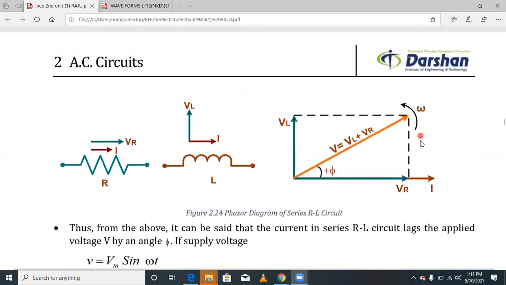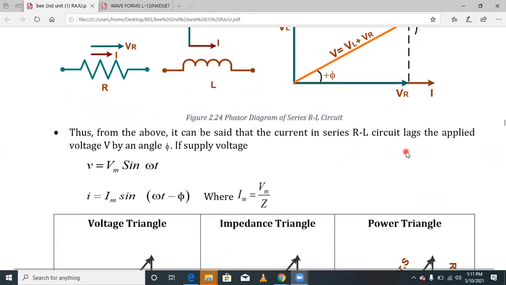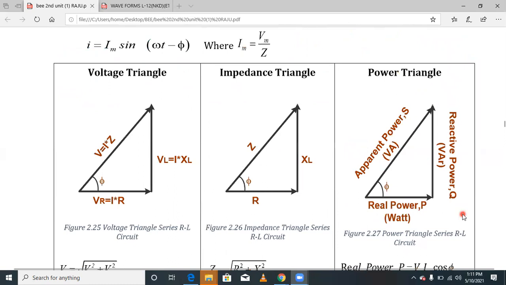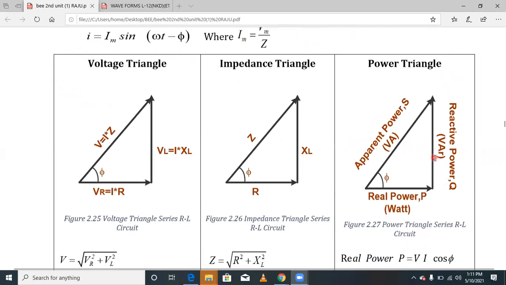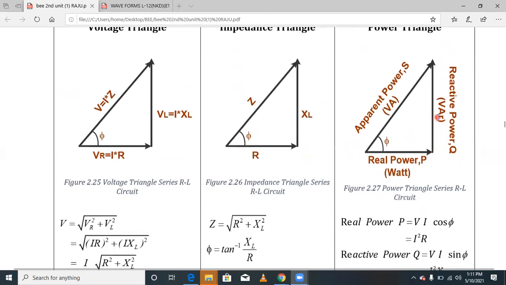This is called VL. So VL is nothing but reactive power. Reactive power has units of var, volt ampere reactive. Volt ampere reactive is called reactive power, and that is represented by Q. I have already explained these notations and definitions.